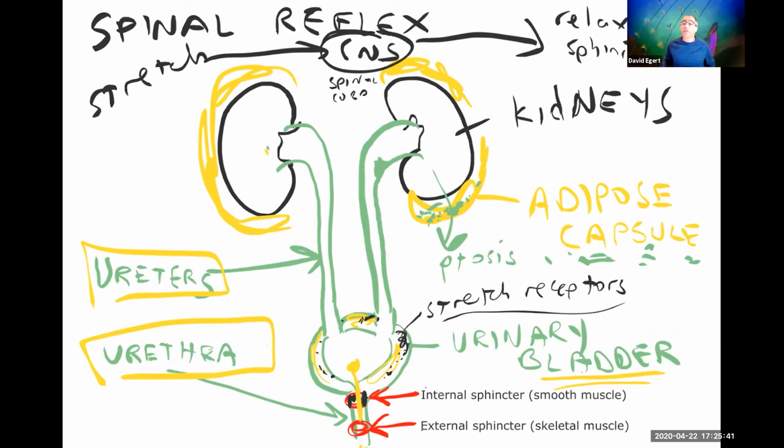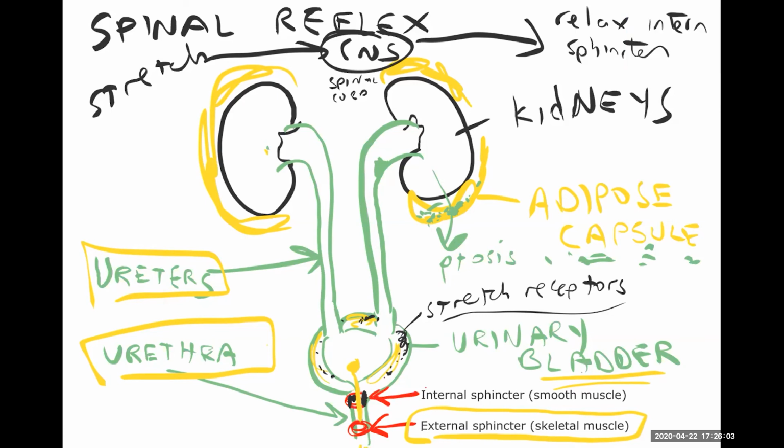This is when you feel the urge to urinate, to pee. I gotta pee, I gotta go make wee-wee or whatever you're gonna say. So you're feeling it, but because the external sphincter is skeletal muscle, it's voluntary, so you have a choice. You can decide whether or not you want to relax that one and then let the stream flow out.